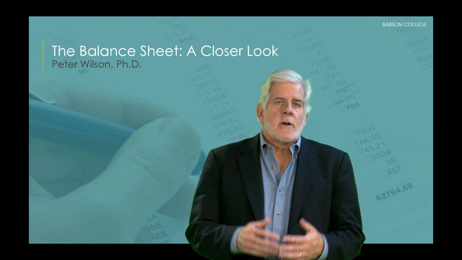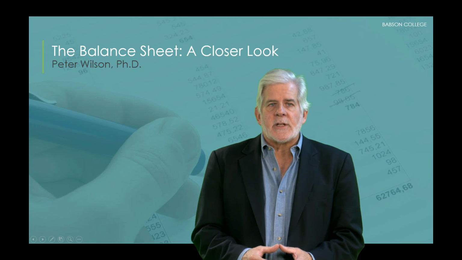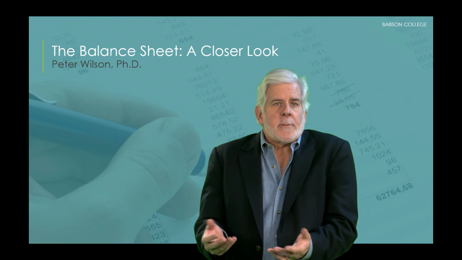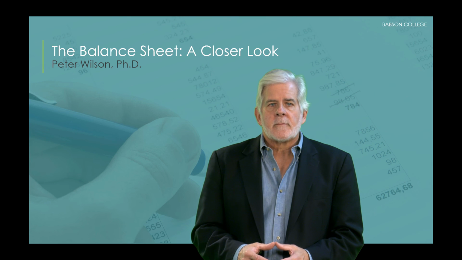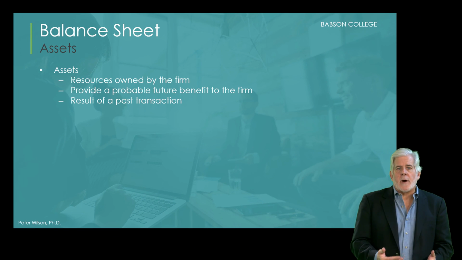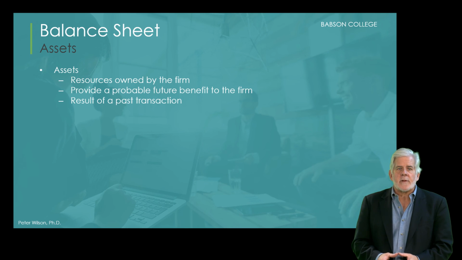In this presentation, we'll take a deeper dive into the balance sheet and show some of the differences between US GAAP and IFRS as they pertain to the balance sheet. The technical definition of assets is resources owned by the firm that will provide a future benefit. In other words, they are not used up, but still hold some future value to the firm.